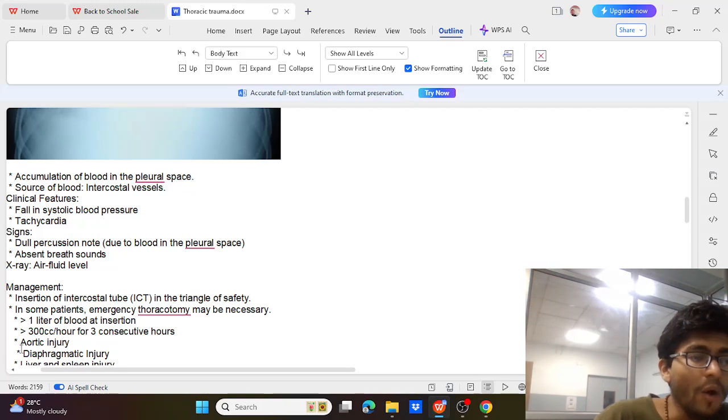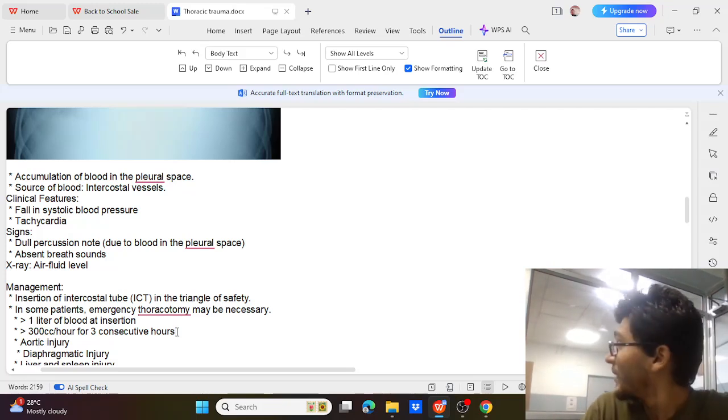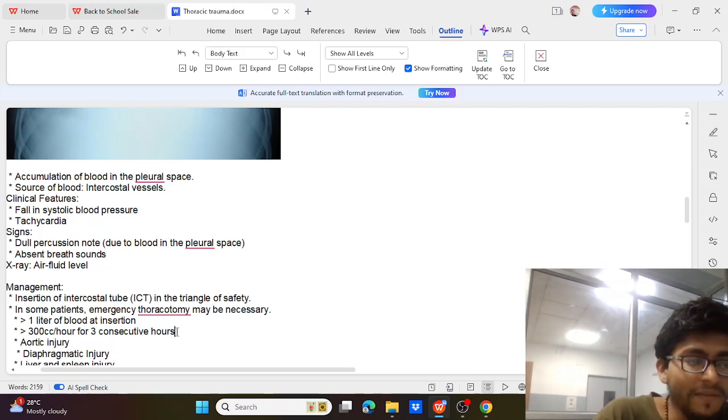Then if the output of this ICT, intercostal drainage or intercostal tube, is more than 300 cc per hour for 3 consecutive hours, so we will not wait for 3 consecutive hours. Even after 2 hours, depending on the clinical situation, assessing the patient severity, clinical features, signs and symptoms, we'll finalize whether we have to go for thoracotomy, but that is an indication. So more than 300 ml per hour for 3 consecutive hours, the blood output in case of hemothorax, then we have to think of emergency thoracotomy.